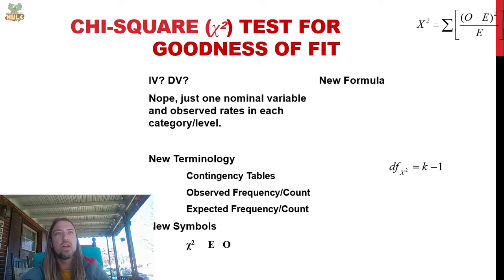We introduced k already when we talked about the Tukey test, right? K is the number of levels, the number of groups in your variable. So in our previous example of opposing, neutral, and in favor of a law, we would have 3 levels, and 3 minus 1 would give us a chi-squared degrees of freedom of 2.